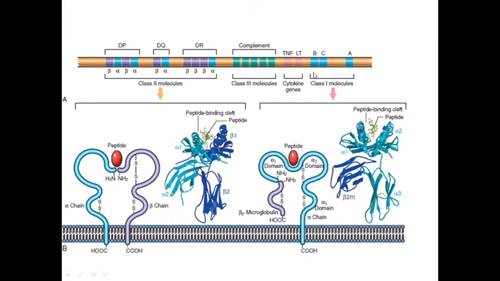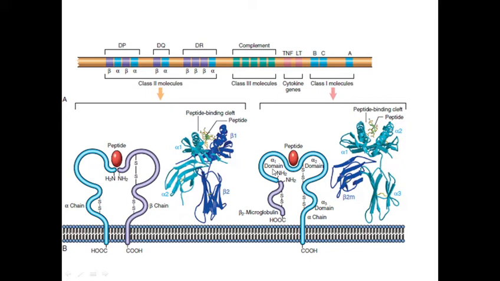The HLA class 1 genes are HLA-A, HLA-B and HLA-C, which code the class 1 MHC molecules, and HLA class 2 genes HLA-DP, DQ, DR code for the class 2 molecules, and HLA class 3 genes encode the complement components. So the HLA class 1 genes HLA-A, B, C encode the MHC class 1 molecule. Now let us see in detail the structure of an MHC class 1 molecule.